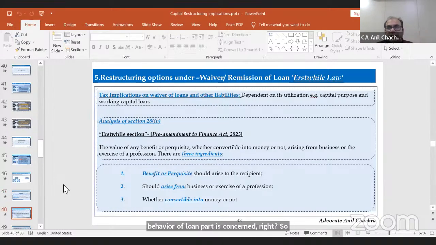Now the other criterion is section 28 clause 4, where there are two scenarios, section 28 clause 4.